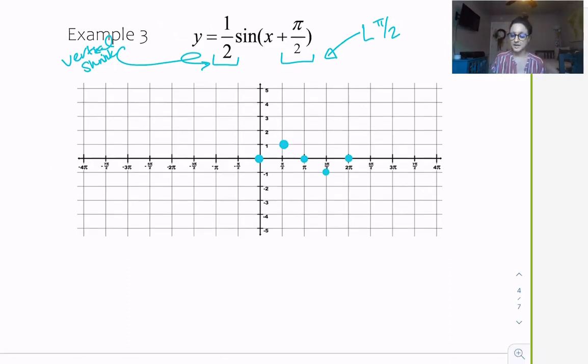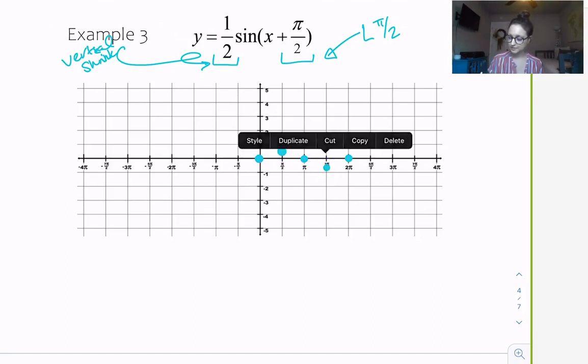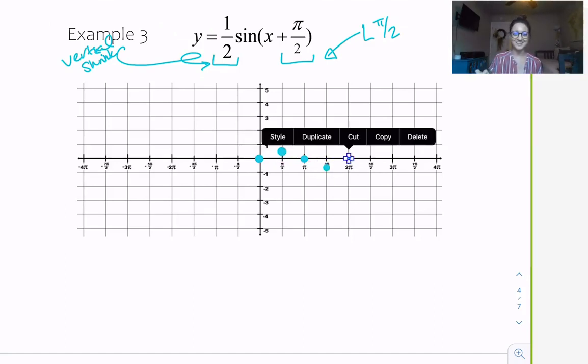So let's deal with that 1/2. We said that is going to be a vertical shrink. So let's take our current y values and multiply them by 1/2. So this one's already at 0, so that's not going to go anywhere. This one's at 1, so times 1/2, I need to put it at y equals 1/2. This one's not going anywhere. This one's going to be at -1/2, and that one's not going anywhere, right?